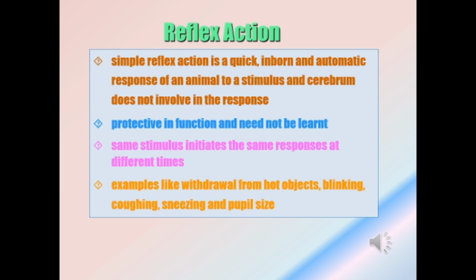Some examples of reflex action are: number one, the knee jerk; number two, when you accidentally touch a hot object, you will withdraw your hand automatically. Number three, blinking; you cannot control blinking. Number four, coughing, sneezing, and the size of your pupil when you move from a bright area to a dark area, or vice versa.